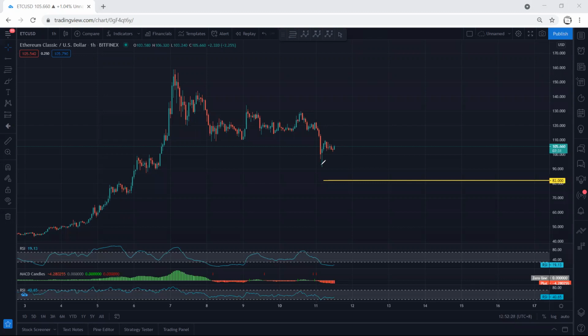Okay, now the question is whether we can put this one as a correct sharp move and correction for the next move. That means, can we look for buy, or should we wait for this one to turn into a deeper correction before we get the next drop?